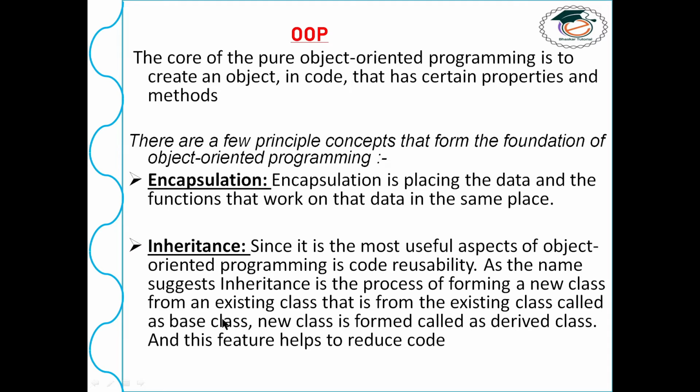So you see, as the name suggests, inheritance is the process of forming a new class from an existing class, that is from the existing class called the base class. That means you will form a new class from the existing class, known as the base class, and the new class is formed as the derived class. And this feature helps to reduce code. So inheritance, I already told you, is very important. It helps to reduce the code of object oriented programming.